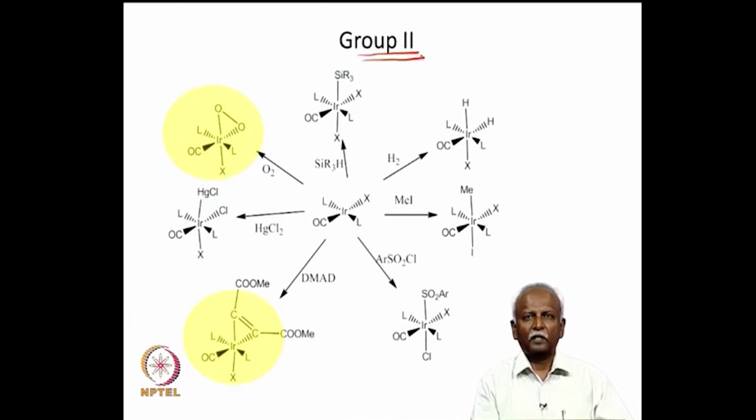These molecules are characterized by 2 key features. One is that there is a multiple bond between the 2 atoms which are adding across the metal, and the second is that they are not highly polarized. So either dimethyl acetylenedicarboxylate or oxygen are not highly polarized into plus and minus species. At the end of the reaction, the bond is retained, and so you have a cis addition.